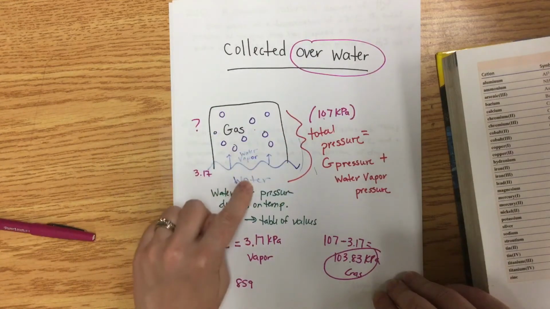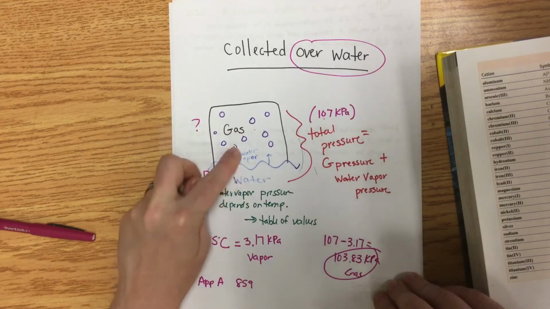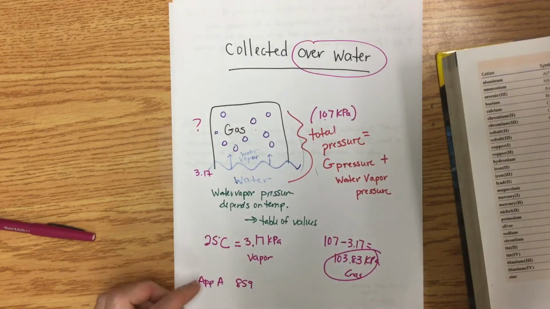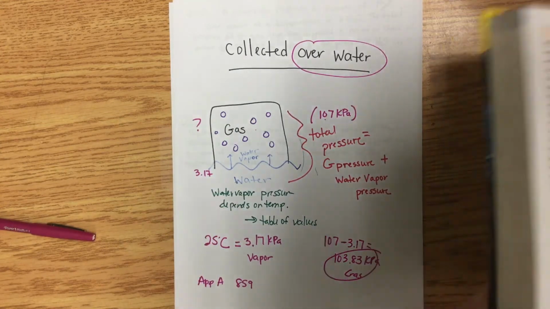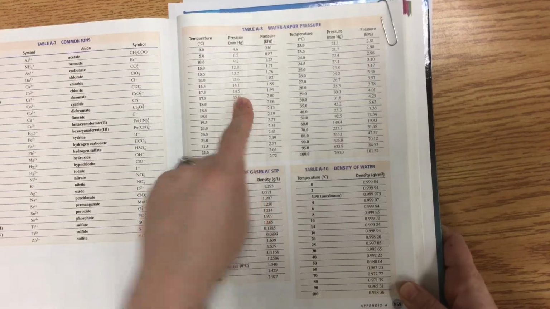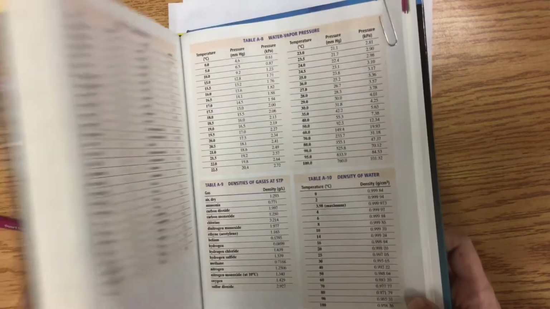Okay, so we learned that when we have a beaker of gas collected over water, the water vapor is adding to the total pressure, and the amount of push that the water vapor gives is relative to its temperature. So we learned to look in Appendix A of the old textbook. If we look at page 859, we'll see the water vapor pressure table, and it has the temperatures and the pressures in both mmHg and kPa.